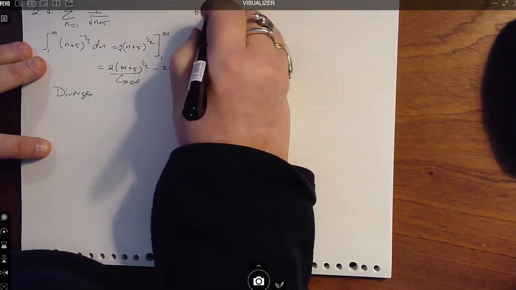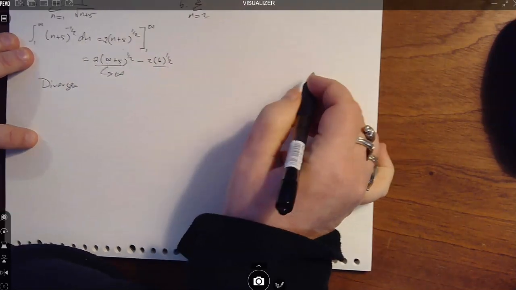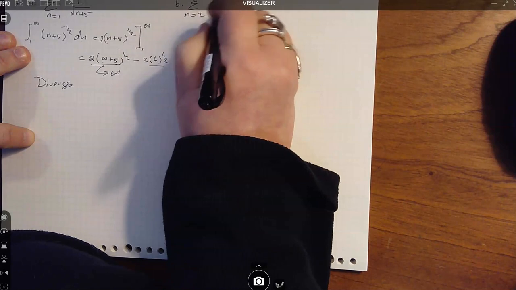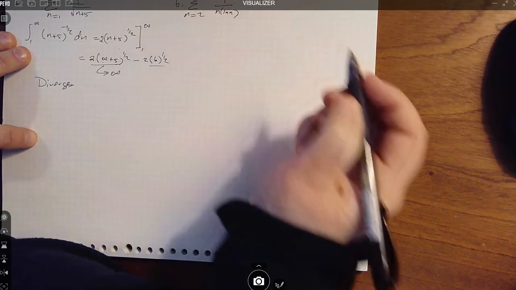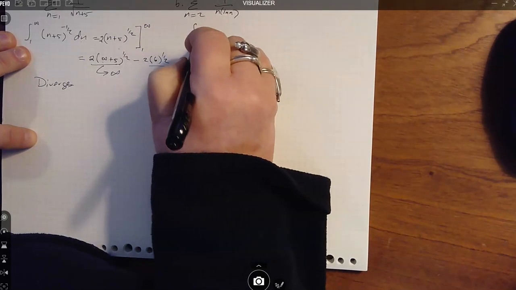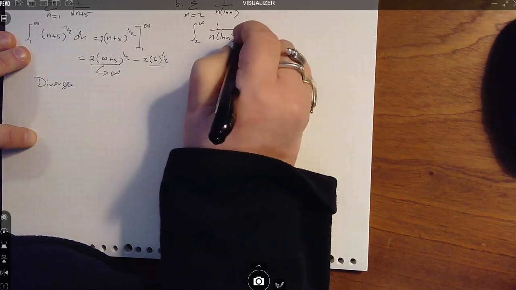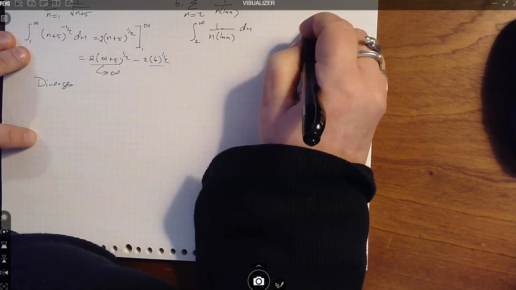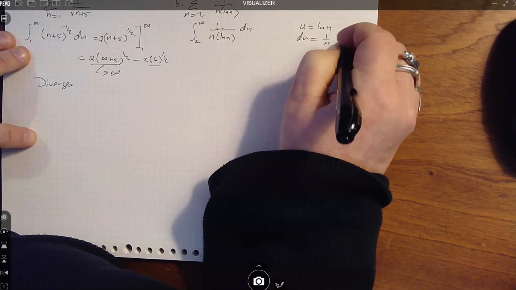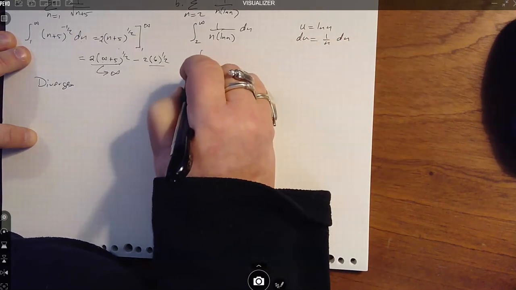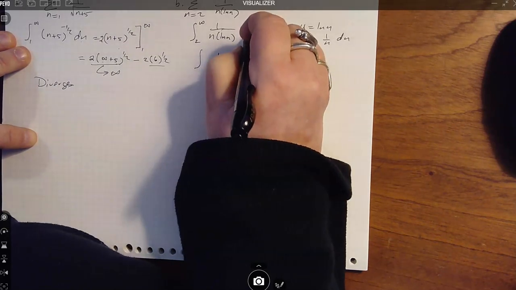B, this is the one we did in class. I went from 2 to infinity because the natural log of 1 is 0, and that would make this undefined. So, using the integral test, I have the integral from 2 to infinity of 1 over n natural log of n, dn. If I let my u equal natural log of n, du equals 1 over n dn. So my integral becomes 1 over u du.